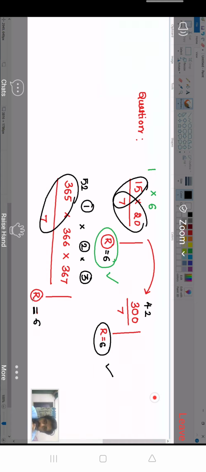That means 1 into 2 into 3. Multiplication of these numbers is giving a result as 6. We can say the remainder in this case is going to be 6. So I hope you are able to understand this point.